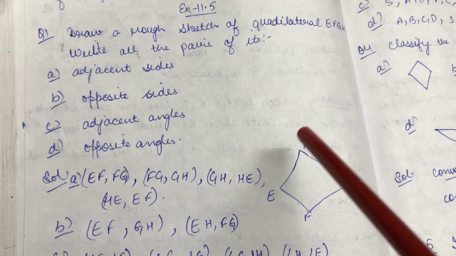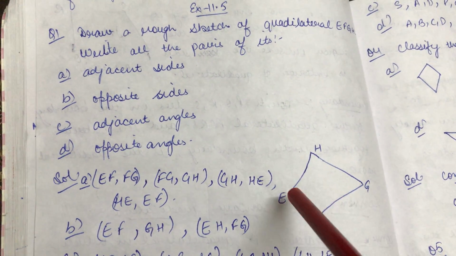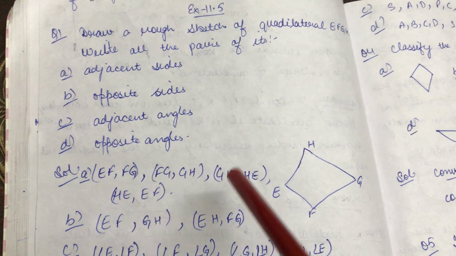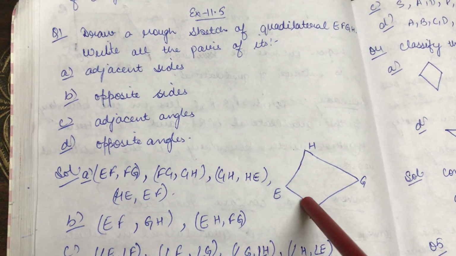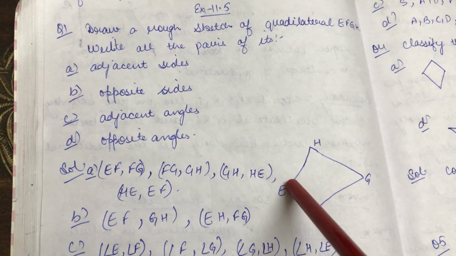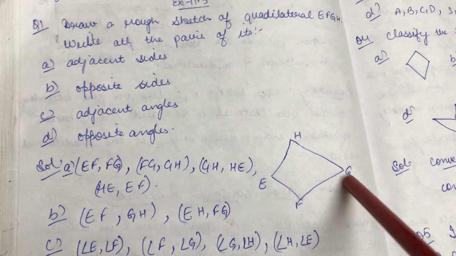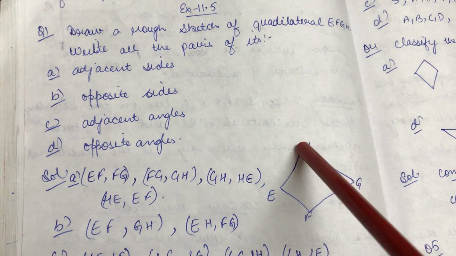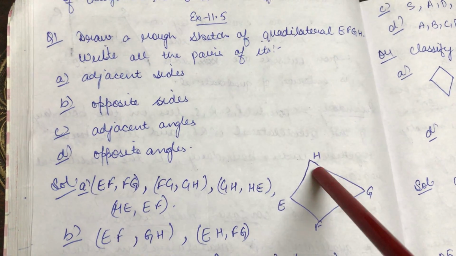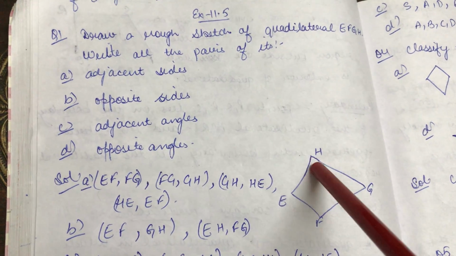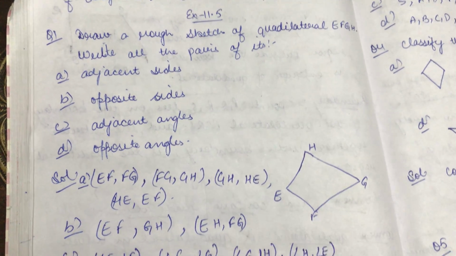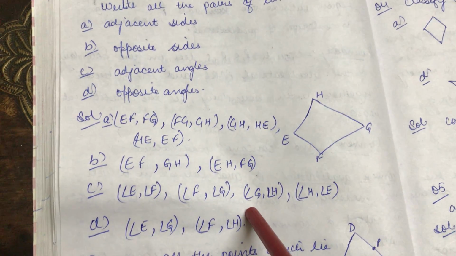Opposite sides: EF and GH are opposite, FG and EH are opposite. Adjacent angles: so this angle and this angle, means angle HEF and angle EFG, angle EFG and angle FGH, angle FGH and angle GHE, or you can say angle GHE and angle HEF. So we have the four pairs of adjacent angles.